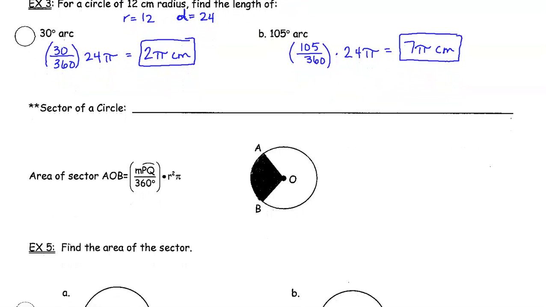Okay, next definition is the sector of a circle. So a sector of a circle is kind of like a slice of pizza. Okay, so it's the area bounded by 2 radii and the arc of a circle.